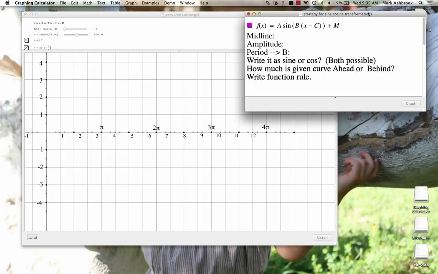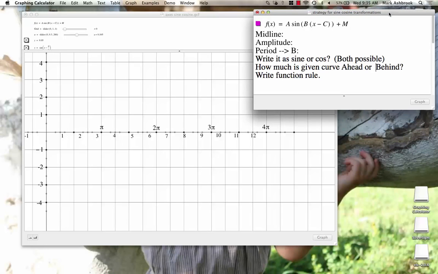Here's our general form for a sine or cosine: A sine of B times x minus c, plus m. And here's a strategy. We're going to start with problems where I give you the curve, and we're going to try to come up with that formula.